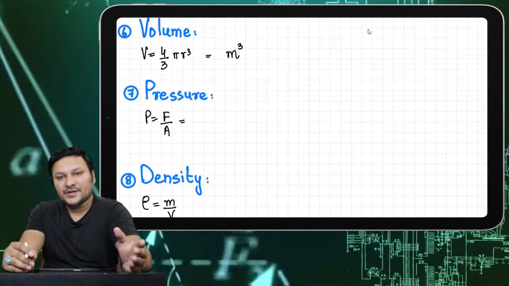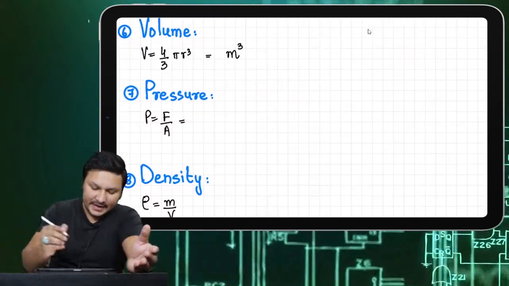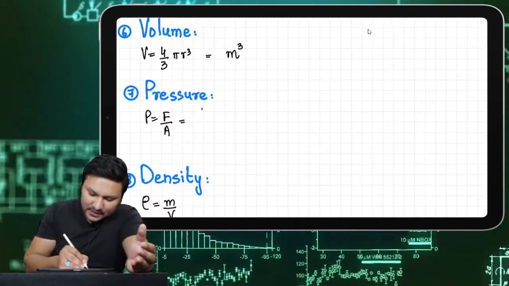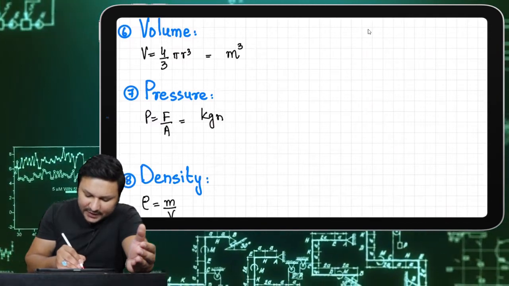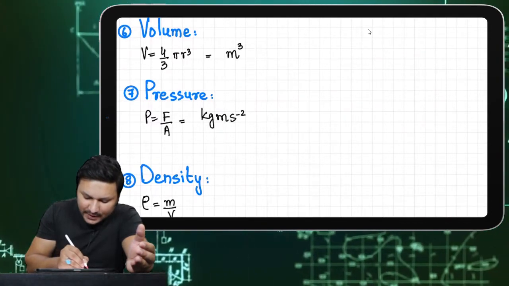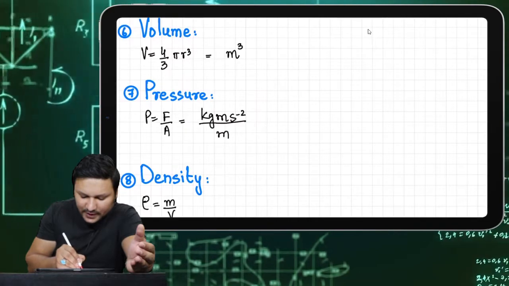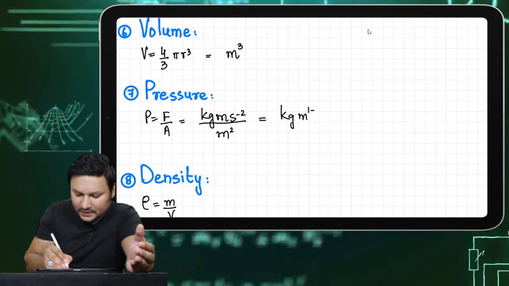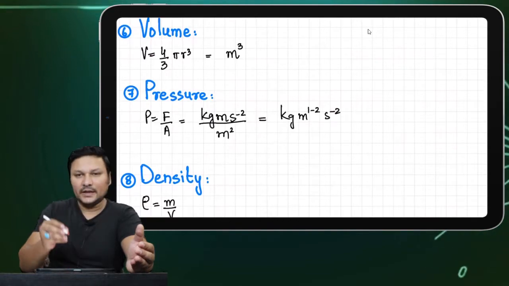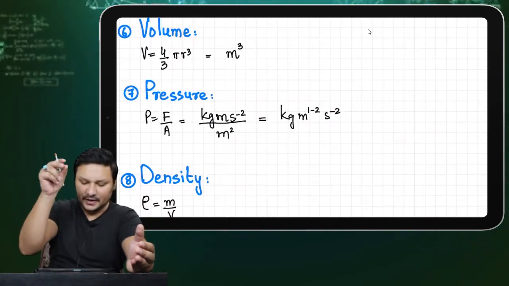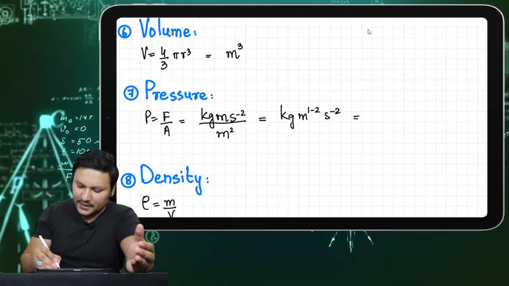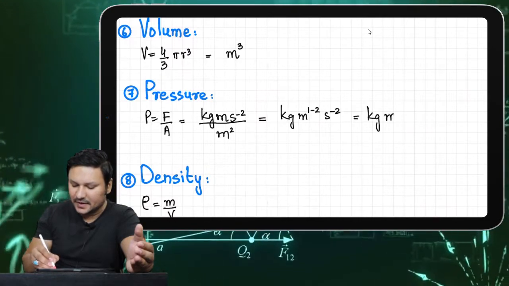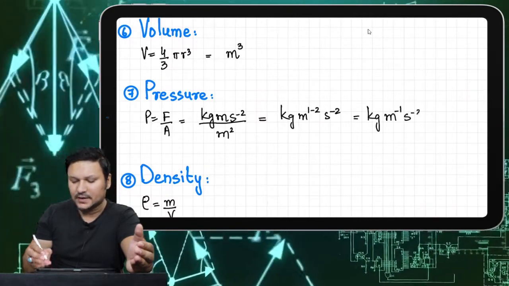Now, when you talk about pressure, pressure becomes force upon area. That means force as a base unit, we have already found out kg ms minus 2, and area has base unit meter square. So it becomes kg m 1 minus 2 s minus 2. When this m square comes into the numerator, power becomes minus. And later on, after some simplification, it becomes kg m minus 1 s minus 2.